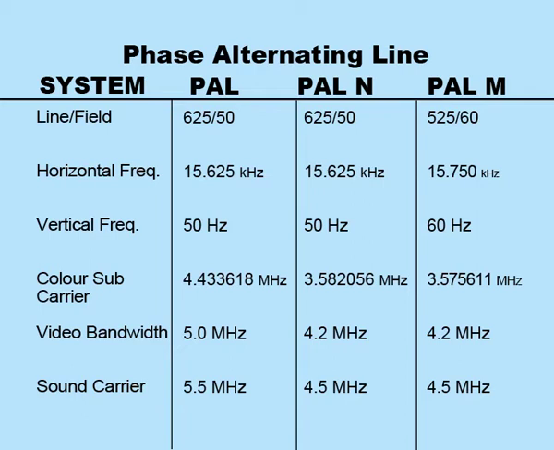The various parameters of the PAL standard are as follows. Phase alternating line. System: PAL, PAL-N, PAL-M. Line or field: 625 by 50, 625 by 50, 525 by 60. Horizontal frequency: 15.625 kHz, 15.625 kHz, 15.750 kHz. Vertical frequency: 50 Hz, 50 Hz, 60 Hz. Color subcarrier: 4.433618 MHz, 3.582056 MHz, 3.575611 MHz. Video bandwidth: 5.0 MHz, 4.2 MHz, 4.2 MHz. Sound carrier: 5.5 MHz, 4.5 MHz, 4.5 MHz.